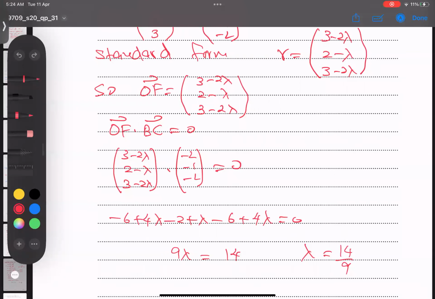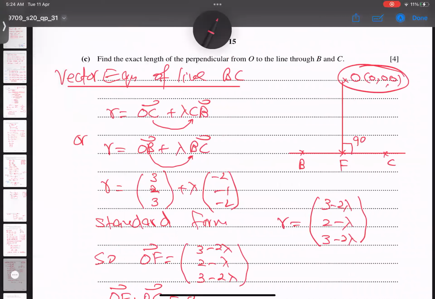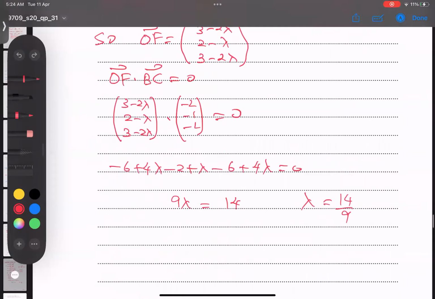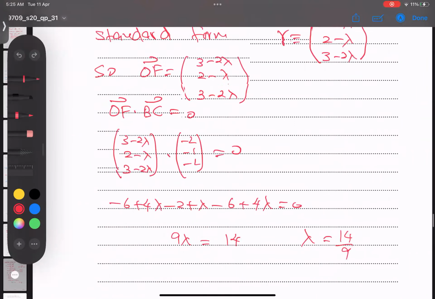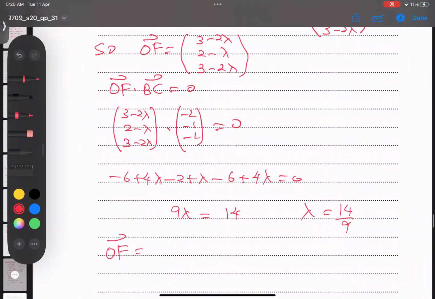Anyway, now we will plug in this lambda value. We have two choices. We plug in the lambda value in this place and get the F point, and then we can find the distance OF. But luckily this is 0, 0, 0. So it means the distance between, for example, what are the coordinates of F? So the same answer comes. I will find lambda and put it in place of all this. Sometimes he asks you for the foot of the perpendicular, and I'm going to find the foot of the perpendicular.